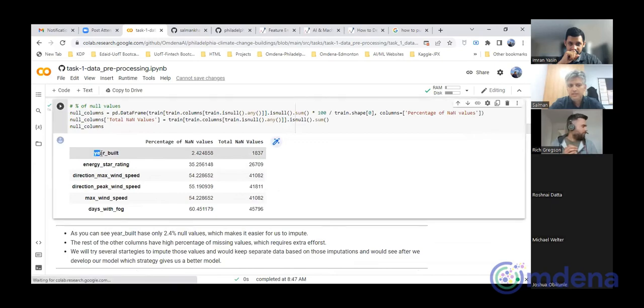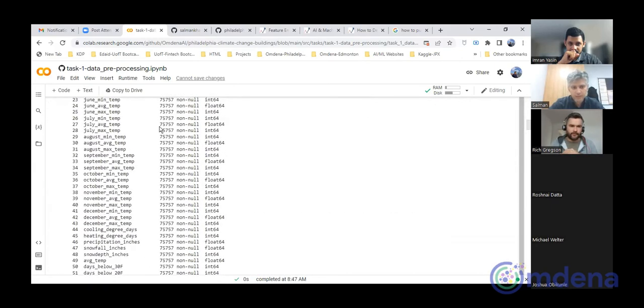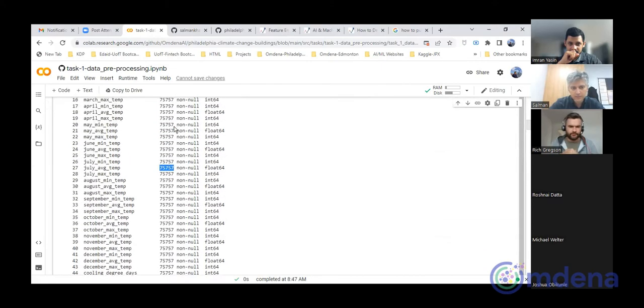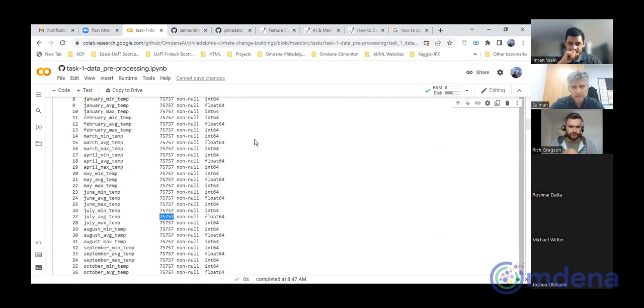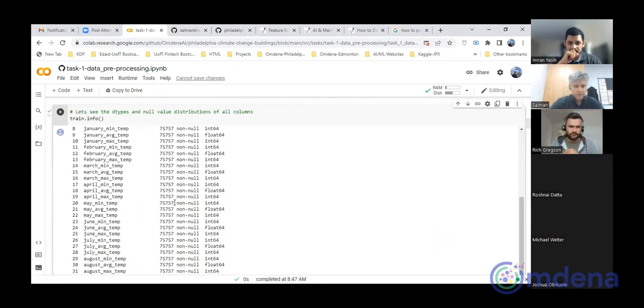We figured out that these are the columns which were showing some null values. As you can see, when we were going through it, this is the total number of data. All these columns are full data, but there are some features, for example, if you see over here, there are missing values. So we need to fix that.